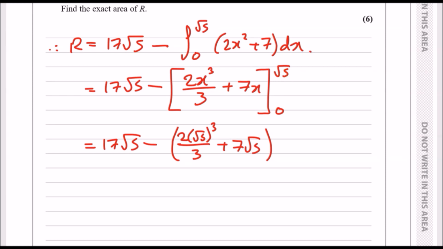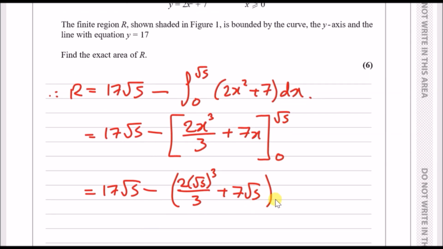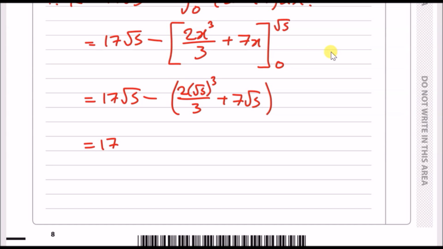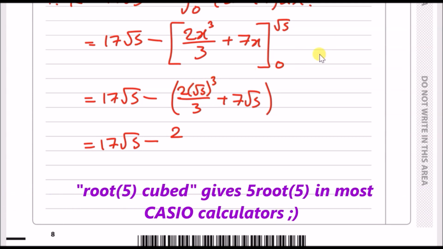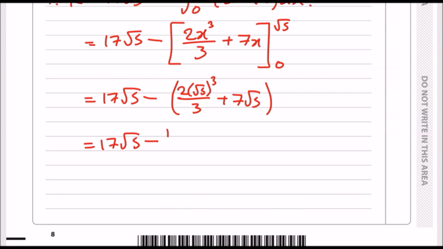Now, at this stage, we now need to simplify this carefully. Okay, 17 root 5 minus, now going to have 2. Well, root 5 cubed is actually 5 root 5. 5 root 5 times 2 is going to be 10 root 5. So this would be minus 10 root 5 over 3. As we're expanding the bracket, this becomes a negative 7 root 5. And now this is all easy.